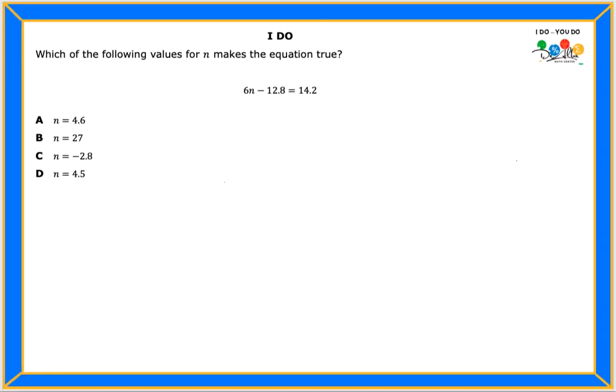Hello students, we're gonna read our problem. Which of the following values for n makes the equation true? I'm not doing cubes again because it's very straightforward. We have to find the value of a variable.